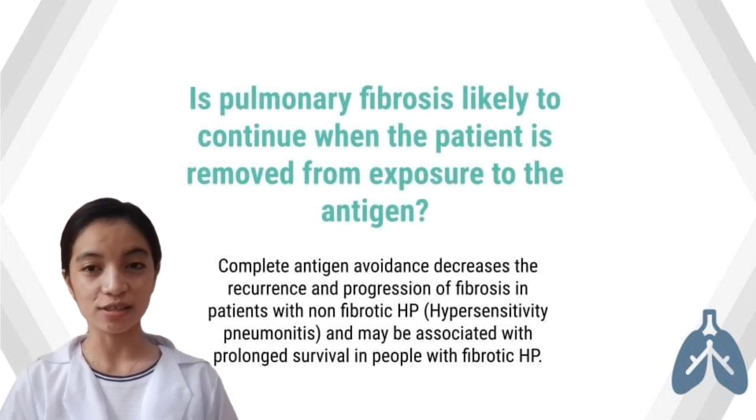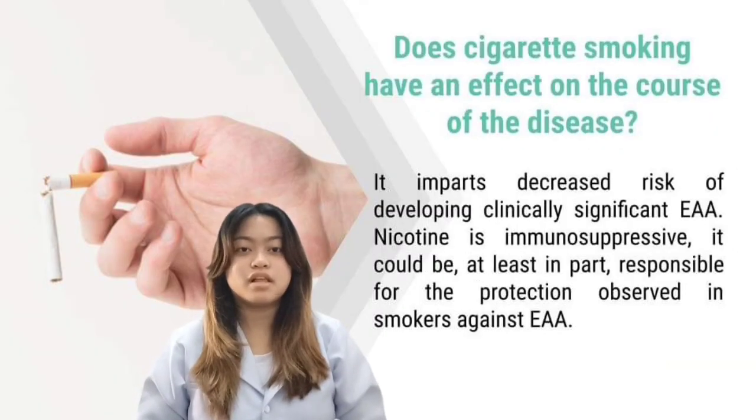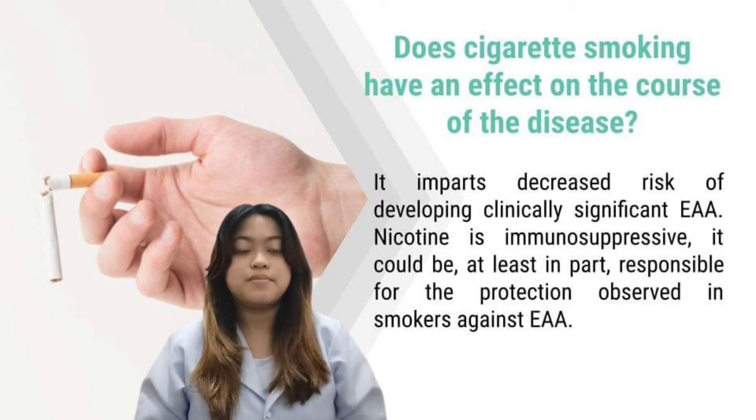Yet the antigen is unknown in 40 to 50% of HP cases. The incidence of extrinsic allergic alveolitis is lower in smokers than in non-smokers. Because nicotine is immunosuppressive, it could be at least in part responsible for the protection observed in smokers against EAA. The individual differences in susceptibility to EAA suggest a genetic link, likely through major histocompatibility complex class 2, namely HLA-DR and DQ. Cigarette smoking seems to protect from developing clinically significant EAA, likely due to nicotine inhibiting macrophage activation and lymphocyte proliferation.